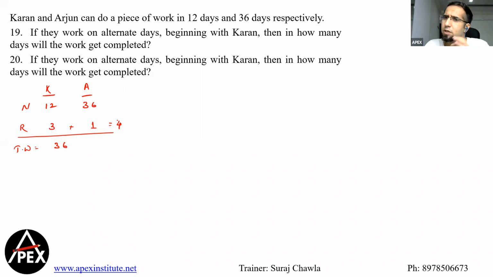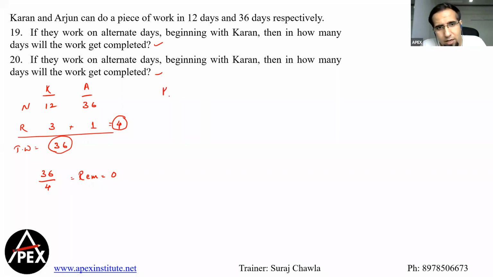Now remember, first things first, if the total efficiency is dividing my total work exactly, the answer will be same. Doesn't matter if Karan starts or Arjun starts. Why? Let's discuss. I repeat, if 36 divided by 4, the remainder is 0. The answer will be same in both the cases, okay?